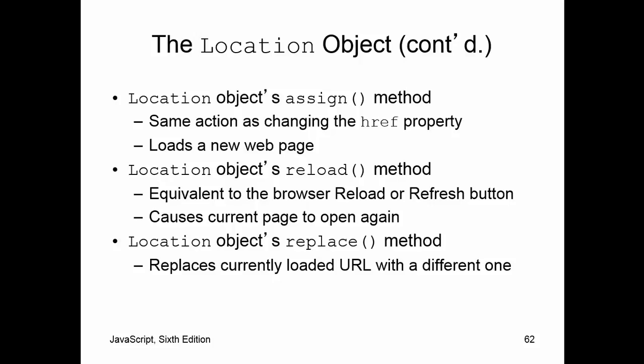So as mentioned here, the assign method is basically the same thing as changing the href property, because it's going to load a new page. The reload method is equivalent to hitting that refresh button, because it causes the current page to open again. And the replace method replaces the currently loaded URL with a totally different one.